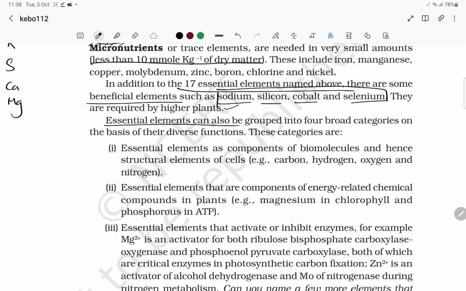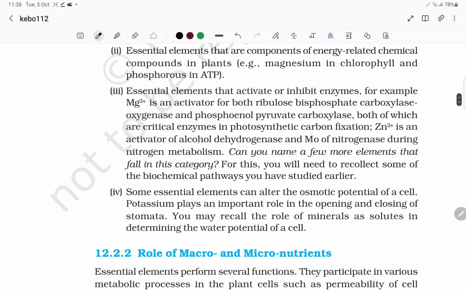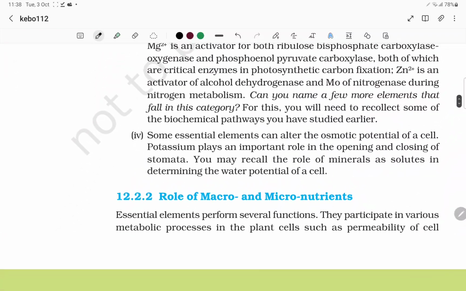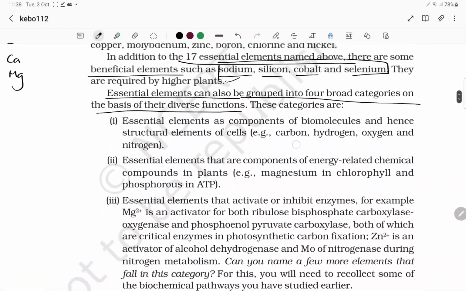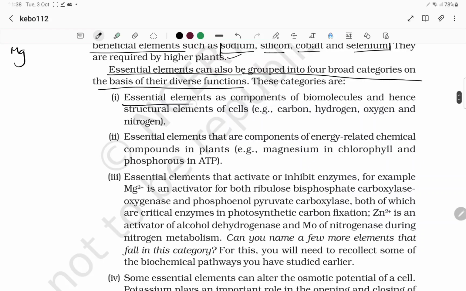So essential elements can also be grouped into 4 categories based on their diverse function. Let's see. Previously we have seen the essential elements, micro and macro. Essential elements are the components of biomolecules and they are the structural elements of the cell. So carbon, hydrogen, oxygen and nitrogen, we call them the structural elements. Essential elements are also components of energy-related compounds: magnesium in chlorophyll, phosphorus in ATP.